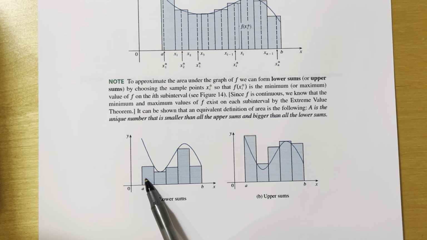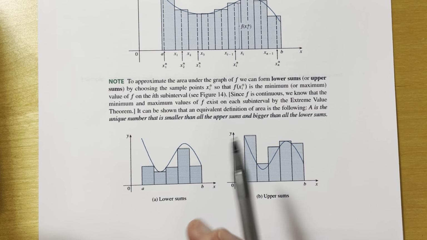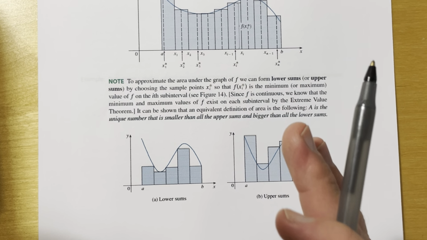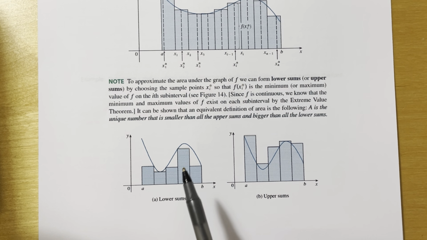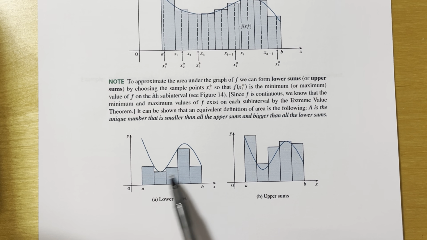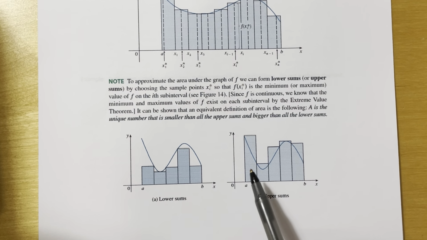Lower meaning smaller, right? So that lower sum is giving me the smallest possible area approximation for this curve on the interval AB with a specific number of rectangles. So for 5 rectangles in this case, this will give me the smallest possible area on this curve over the interval AB. Upper sums are defined in a similar way.